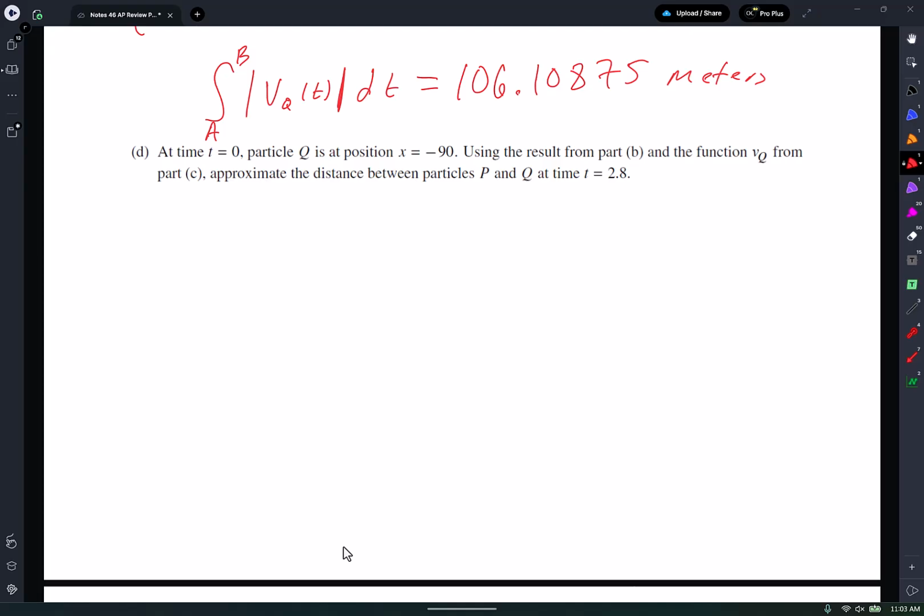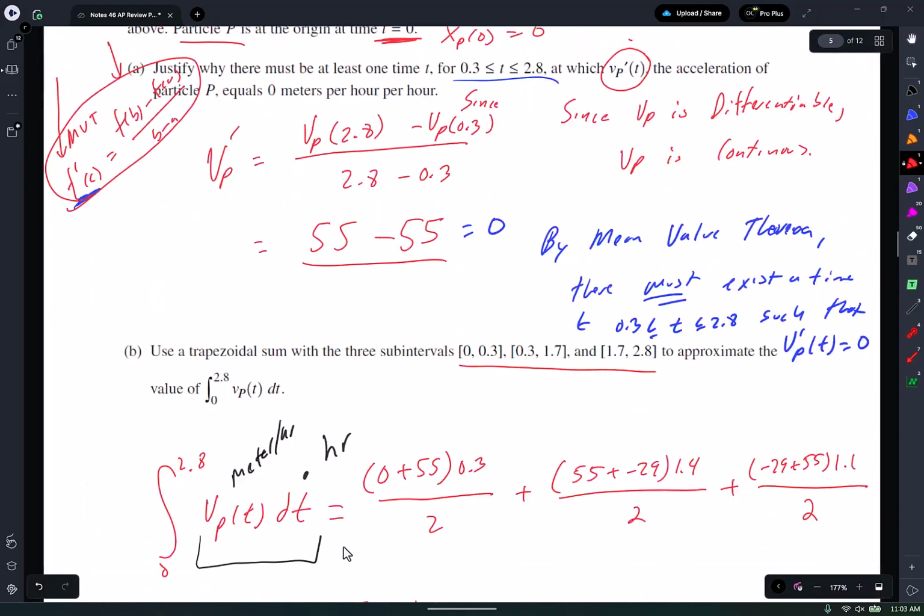Because they just want to know how far apart they are, right? Approximate the distance between them. Just do the bigger number minus the smaller number, if you're paranoid. Okay, here we go. Which one do we do first? Let's do the P first.